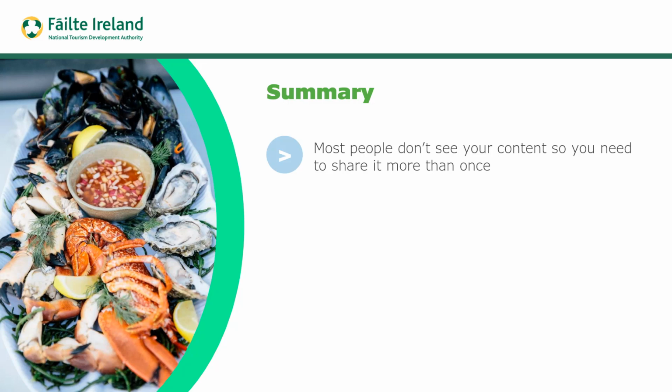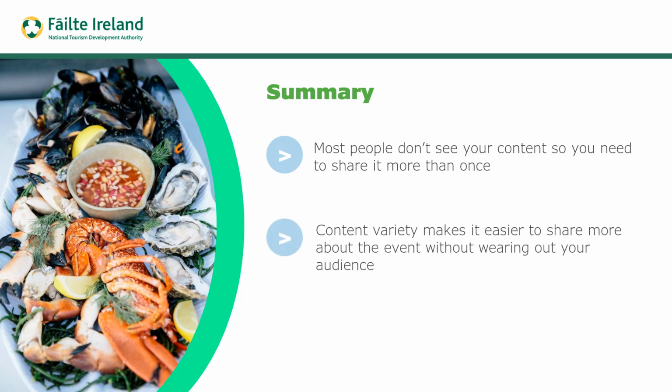By sharing the different categories, that's going to help. But also, if there's a piece of content you want to share multiple times, you just have to change the image and maybe change the text a little bit, but share similar content to get more people to see it. Content variety makes it easier to share more about the event without wearing out your audience. If you're constantly sharing messages saying book now, book now, book now, people will get bored with that. But if you start talking about influencers that are going to the event, or you have a video about the event that's coming up, it's not all about book now. You won't wear out the audience nearly as quickly.